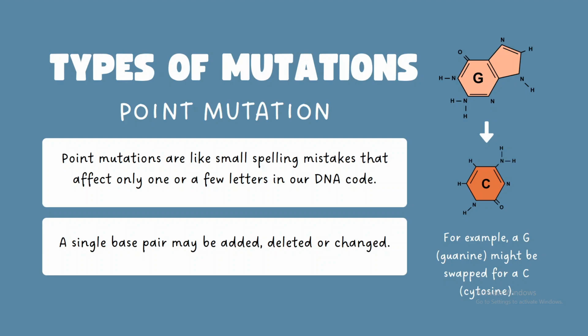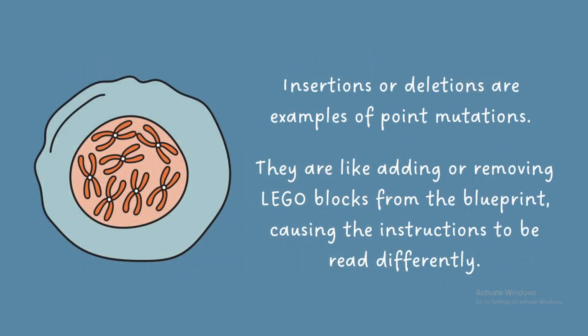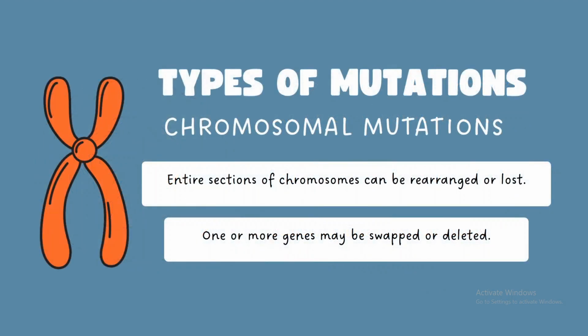If we talk about the mutations, what are the effects? Silent mutations occur when a mutation does not change the amino acid sequence of a protein due to the redundancy in the genetic code. There can be many more. Insertions or deletions are examples of point mutations. They are like adding or removing Lego blocks from the blueprint, causing the instructions to be read differently. We can also talk about chromosomal mutation. Entire sections of a chromosome can be rearranged or lost. One or more genes may be swapped or deleted.